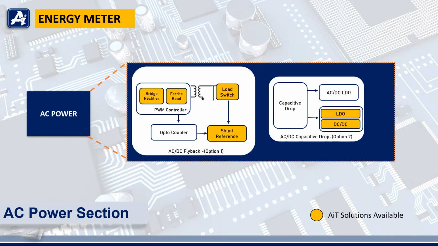Next is the AC power section. In the AC power section, AiT supports bridge rectifier, ferrite bead, load switch and shunt references in the AC-DC flyback section. Also support for LDO regulators and buck boost converters in the AC-DC capacitive drop section.